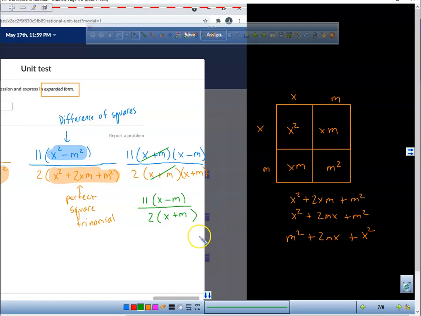But this is where I got to be careful. I got to make sure I expand it because they want it in expanded form. So I got to make sure I put 11x minus 11m over 2x plus 2m. And this is the answer I'm going to type in because I have typed in these answers before where it is the right answer. It just wasn't expanded. So I'm going to give you a chance to write that down. I'm going to type it in.